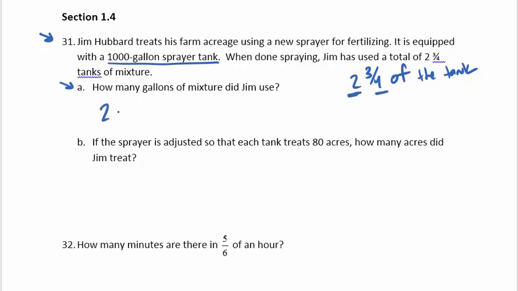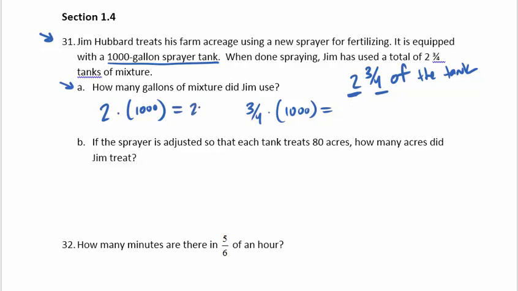So if we did this, 2 times 1,000, that would give us 2 tanks. And then what we want to do now is find 3/4 of that third tank. So we would just go 3/4 times 1,000 again. And you can see I'm doing exactly what I just said. To find a fractional part of something, I multiply. And notice, it's the same thing that I did when I had a whole number here. Notice here I multiplied 2 times 1,000 to get the 2 whole tanks. And here I take 3/4 times 1,000 to get 3/4 of the tank.